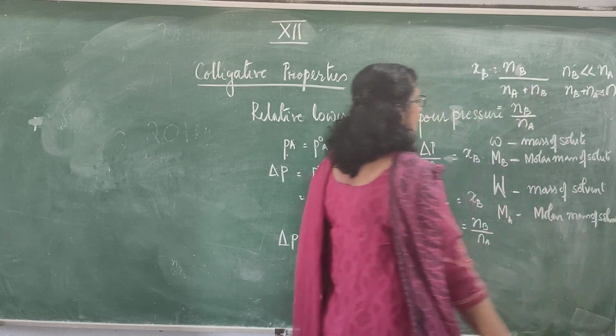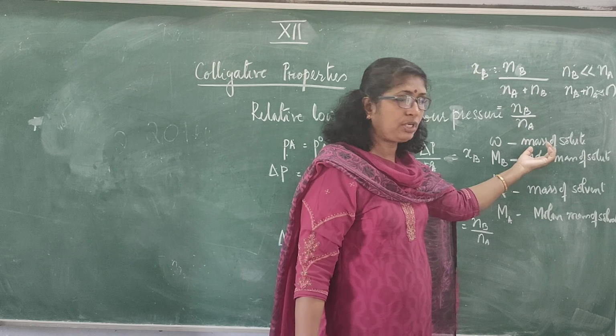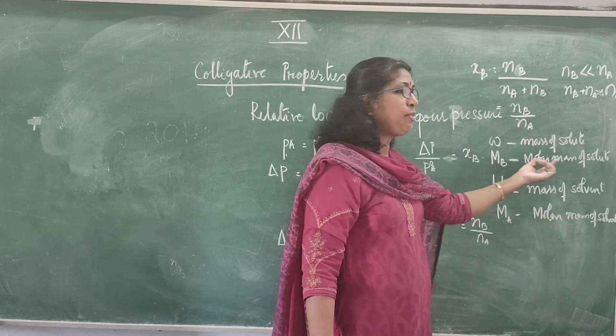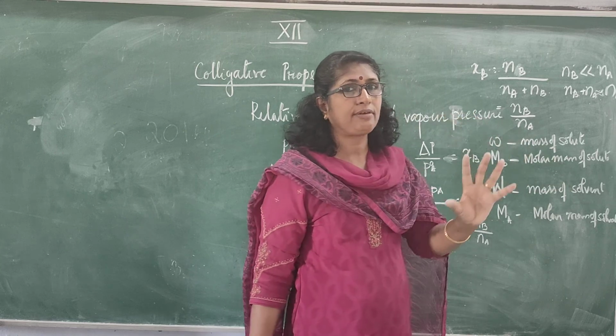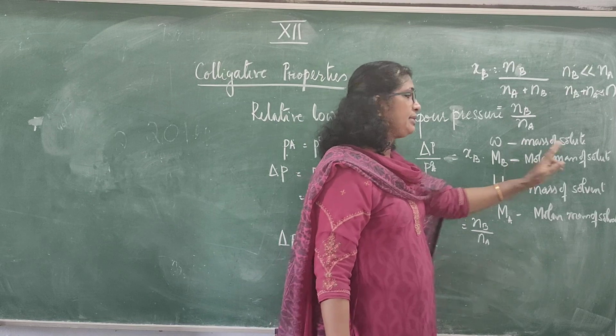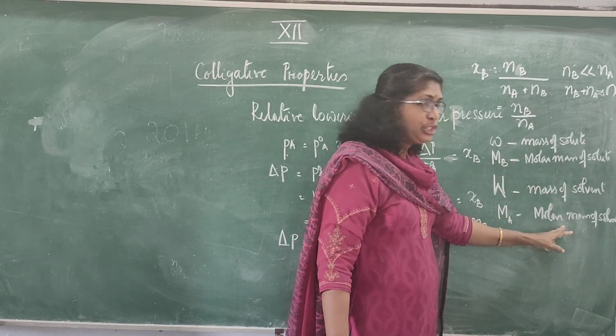So, small w, as I told you, the whole chapter will take small w as the mass of solute and capital W as the mass of solvent. MB is the molar mass of the solute. At the very first I told you A is the solvent and B is the solute. So, MB is the molar mass of the solute and MA is the molar mass of the solvent.